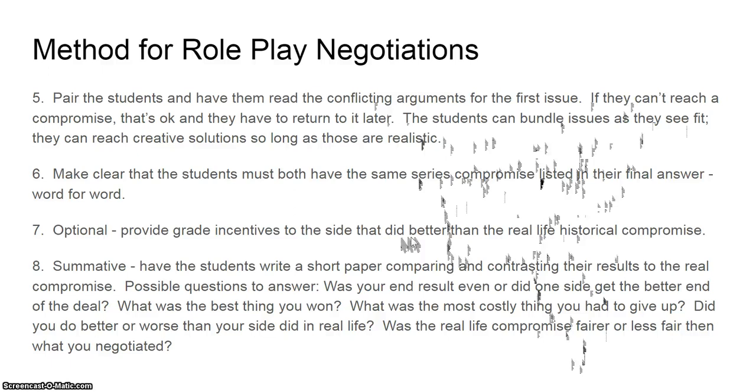Possible questions to answer. Was your end result even, or did one side get the better end of the deal? And why do you think that? What was the best thing that you won in your compromise? What was the most costly thing you had to give up? And why, of course. Always make them justify it. Did you do better or worse than your side did in real life? Was the real compromise fairer or less fair than what you negotiated? So you're connecting the student's experience to what really happened.